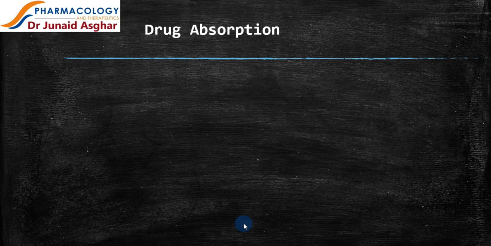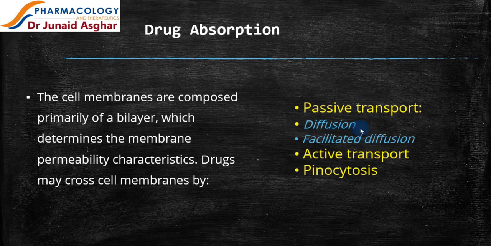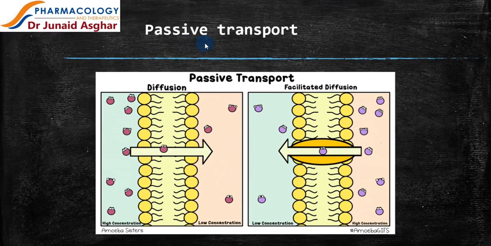Now let's have a look at the different means of drug absorption across the biological membrane or the plasma membrane. The cell membranes are composed primarily of a bilayer, and you all know that, which determines the membrane permeability characteristics. Drugs may cross cell membrane by different ways, for example, passive transport, which includes diffusion and facilitated diffusion, active transport, and pinocytosis. Now from this slide we will have a quick look at the different ways of drug transport across the membrane.